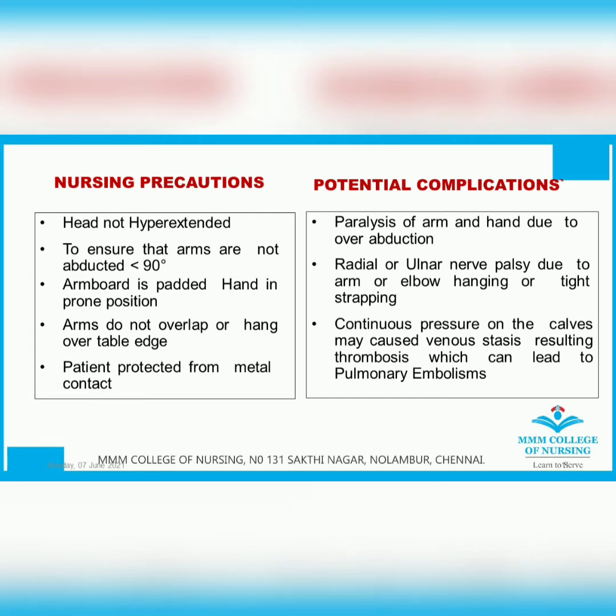Whereas the potential complications: paralysis of arm and hand due to over abduction, and radial or ulnar nerve palsy due to arm or elbow hanging or tight strapping, and continuous pressure on the calves may cause venous stasis resulting in thrombosis, which can lead to pulmonary embolism.